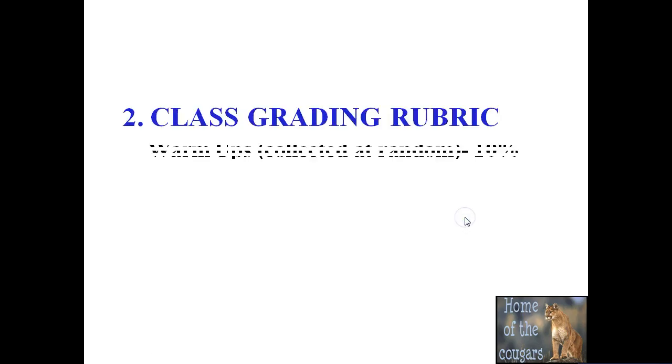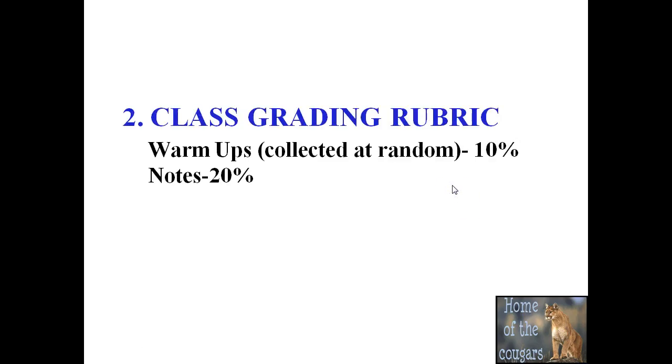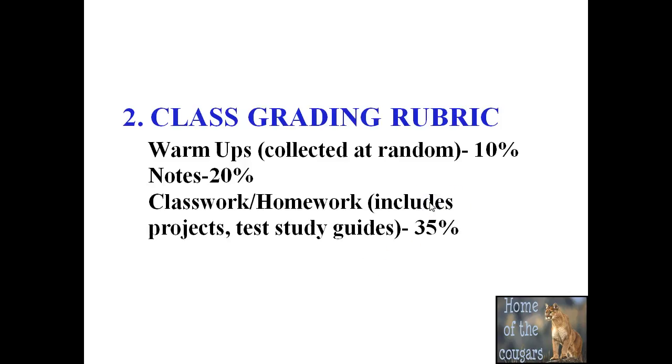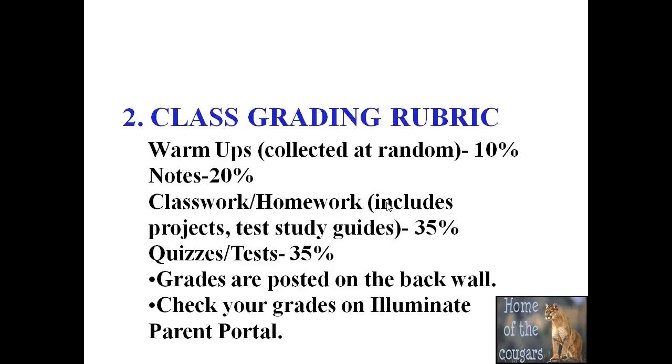All right, so let's go ahead and talk about the rubric here. Warm-ups are worth 10% of your grade. They're collected at random. Notes, like the notes you're taking right now, are worth 20% of your grade. Classwork and homework, which includes projects, tests, and study guides, are worth 35% of your grade, and quizzes and tests are also 35% of your grade. Grades are posted on the back wall, and check your grades on the Illuminate Parent Portal.